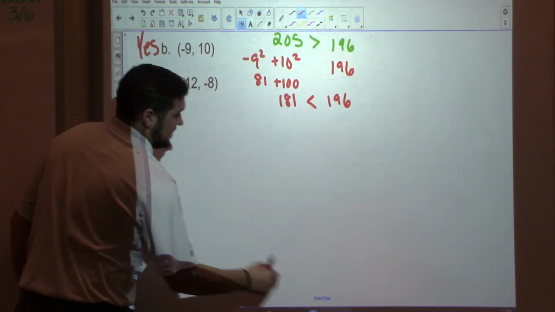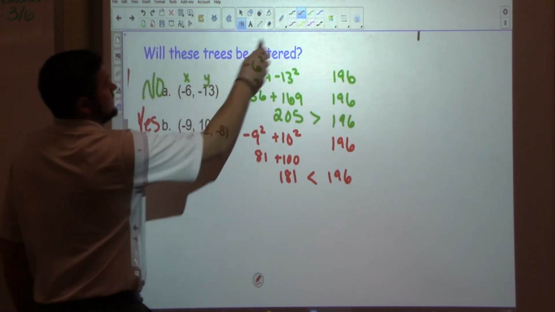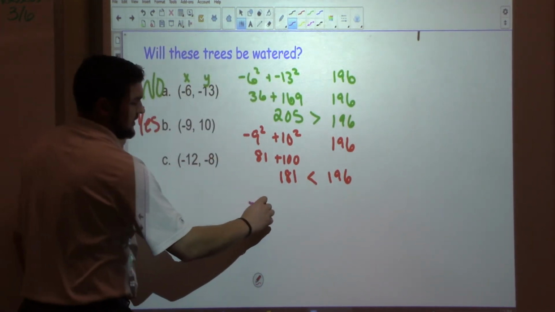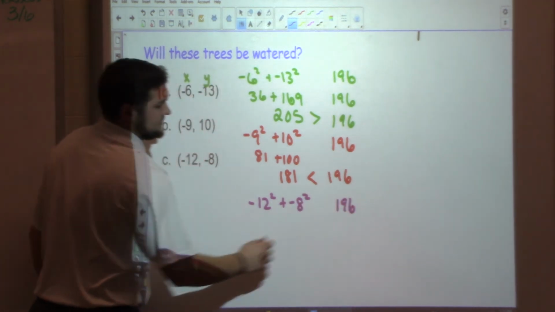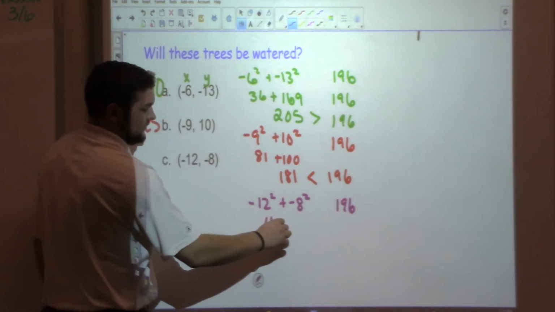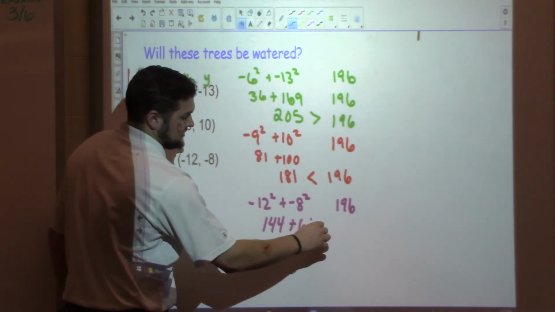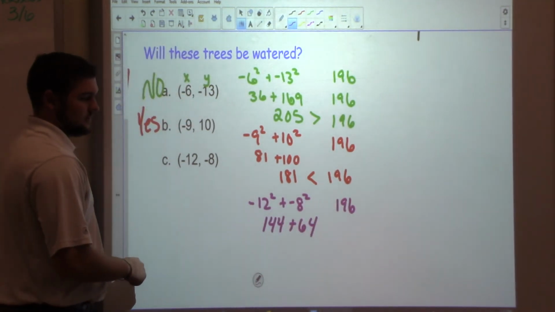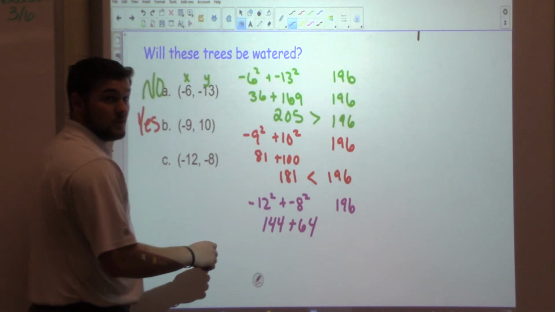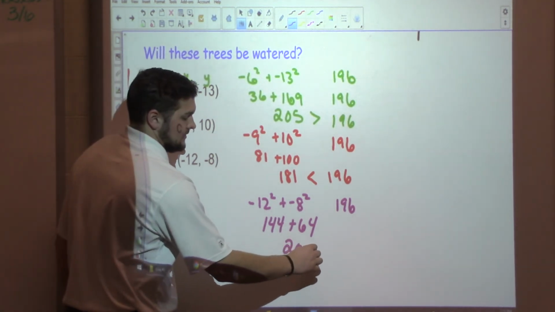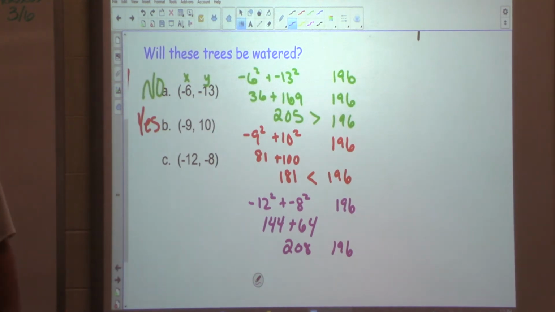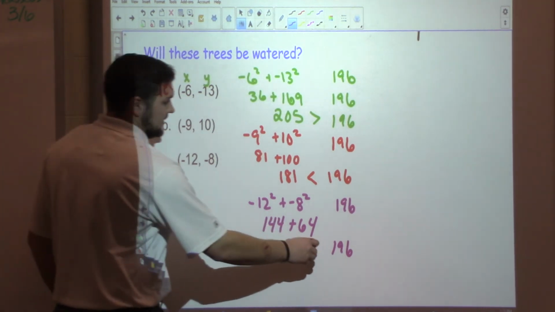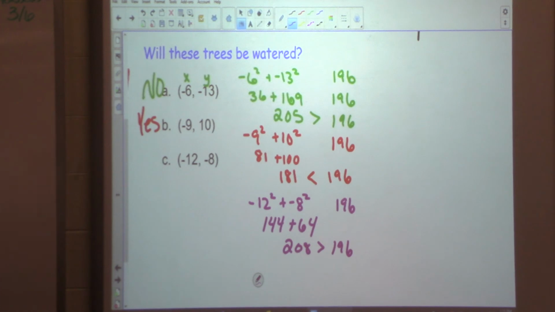Alright, then our last one here. We have negative 12 squared plus negative 8 squared. Like I said, we're comparing to 196. 144 plus 64. What does that give me? 208. Is that greater than, less than, or equal to 196? Greater than. Which means it's outside the circle, so will it get watered? No, it will not get watered.